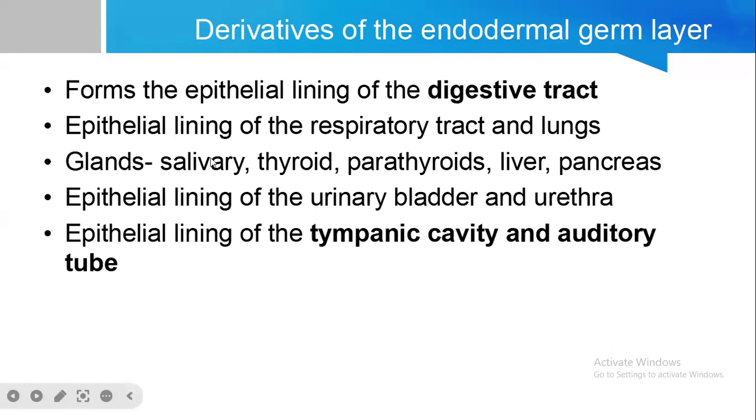Then other structures that are also going to come from endoderm will include glands, like your salivary glands, thyroid, the parathyroid. When we do the head and neck, you find that the parathyroid will be coming from your pharyngeal pouch, which you remember is also going to be endoderm, right? Then the epithelial lining of the tympanic cavity and the auditory tube, which will be coming from your first pouch as well, are also going to be endodermal in origin, right?